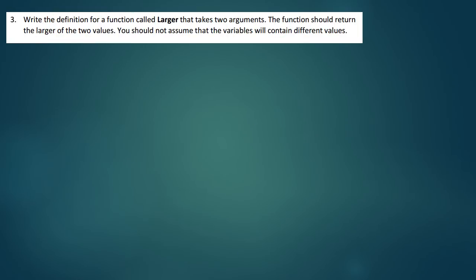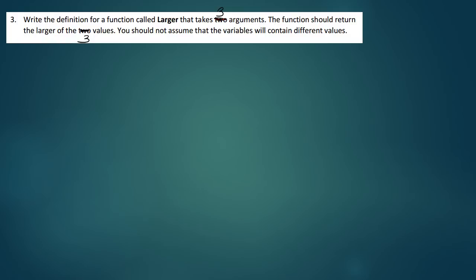Question number 3. Write the definition of a function called larger that takes 2 arguments. I'm going to change this so that it takes 3 arguments. Why am I doing that? Because it's more interesting with 3 arguments. So it's going to take 3 arguments, and the function should return the larger of the 3 values. You should not assume that the variables will contain different values.